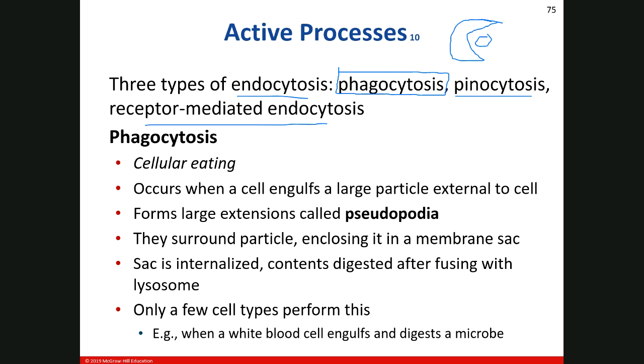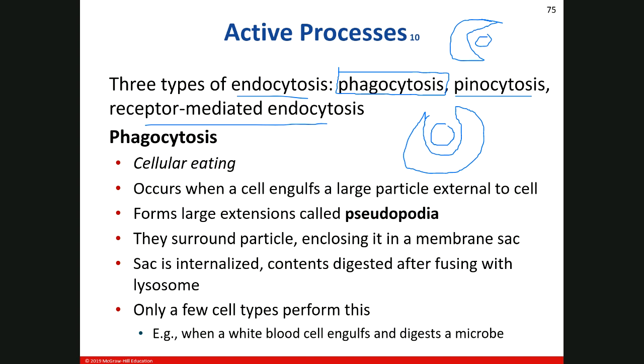Let's start off with phagocytosis. This is when there's something large outside the cell. Say there's a big lipid out there. The cell will start to form these pseudopods that will extend around that large molecule, and then they'll enclose it into like a bubble or a sac, and then draw it inside.